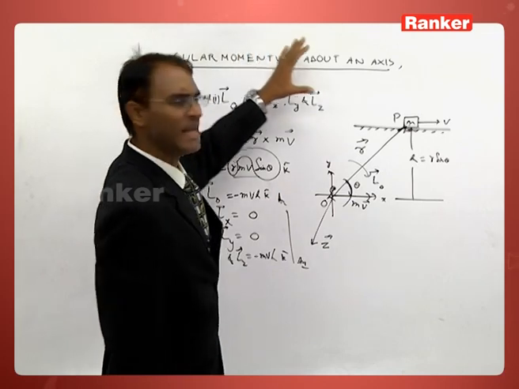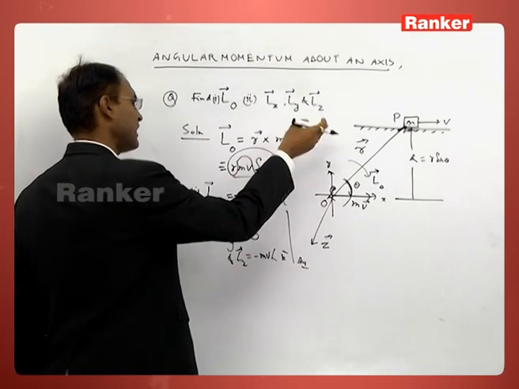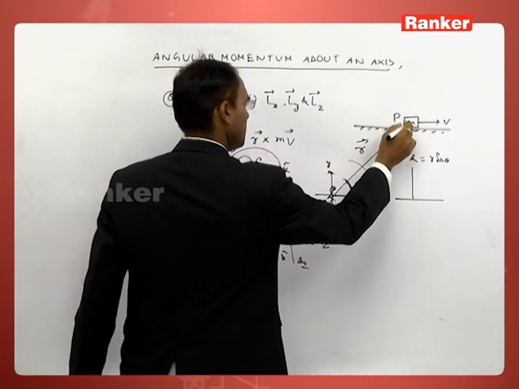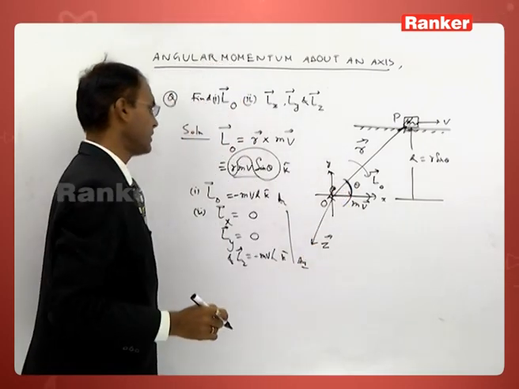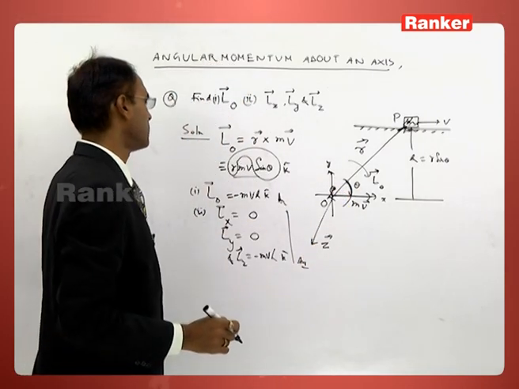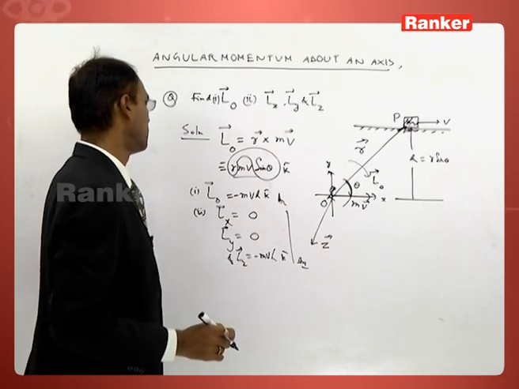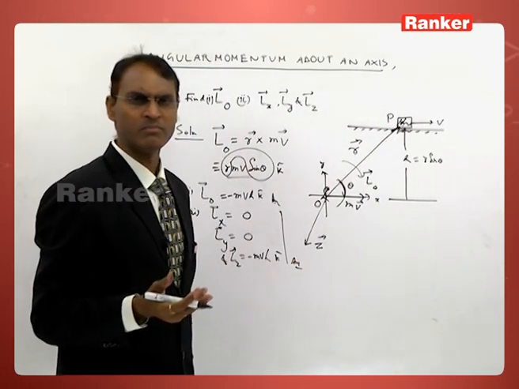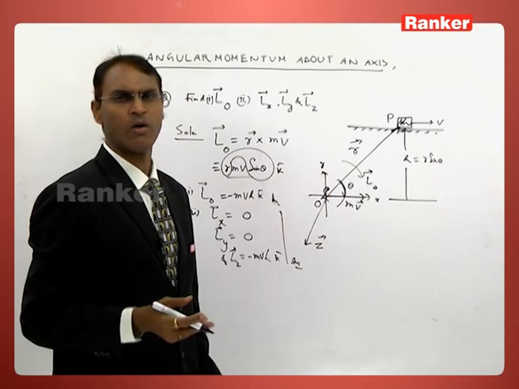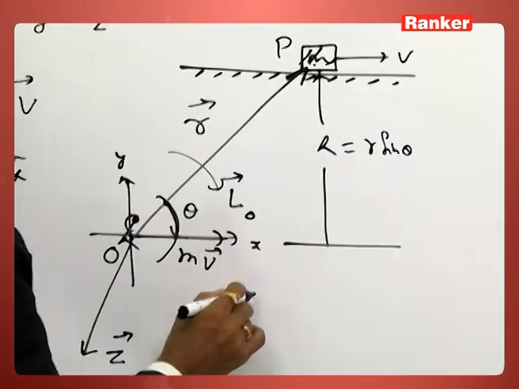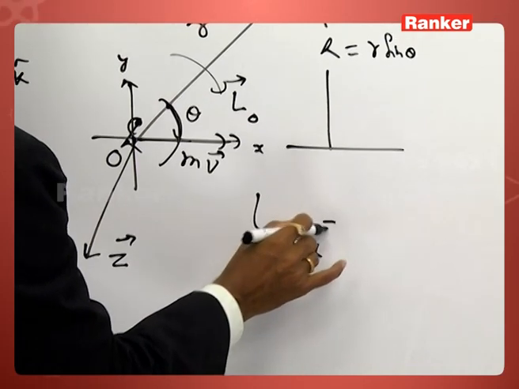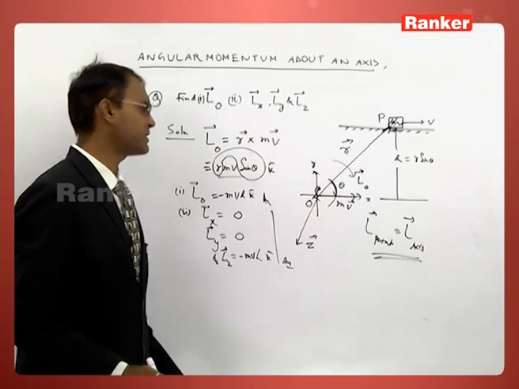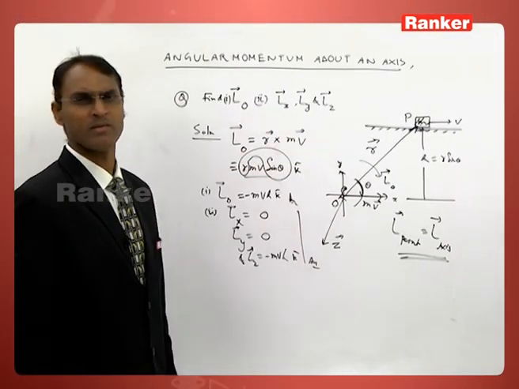So angular momentum about an axis may be a component. Here it can be a component, or here it is a component. Angular momentum of the block about this point is entirely directed along the negative z direction. So, angular momentum about an axis in this case is the angular momentum about this point O. Angular momentum about any point can be equal to angular momentum about an axis in some special cases, as shown in this given example.